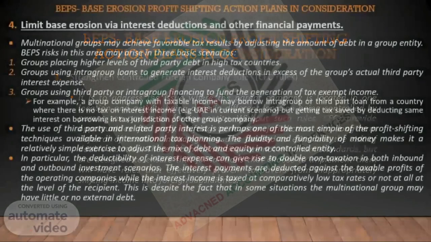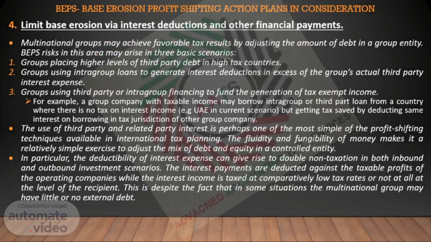Limit base erosion via interest deductions and other financial payments. Multinational groups may achieve favorable tax results by adjusting the amount of debt in a group entity. BEPS risks in this area may arise in 3 basic scenarios. Groups placing higher levels of third-party debt in high-tax countries. Groups using intragroup loans to generate interest deductions in excess of the group's actual third-party interest expense. Groups using third-party or intragroup financing to fund the generation of tax-exempt income.